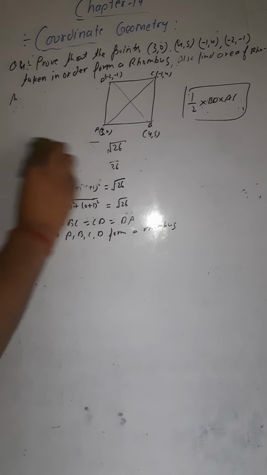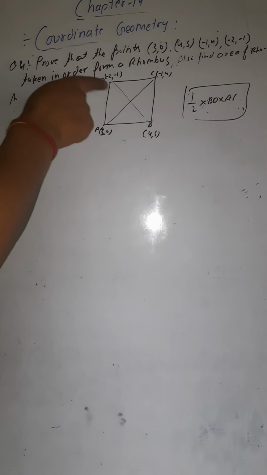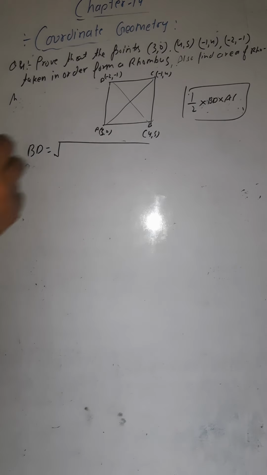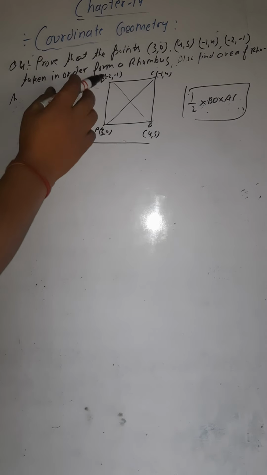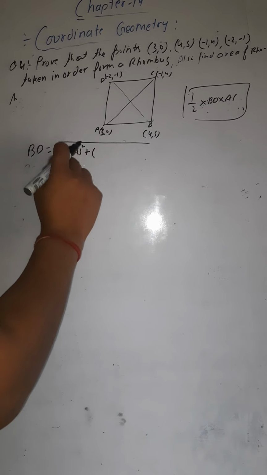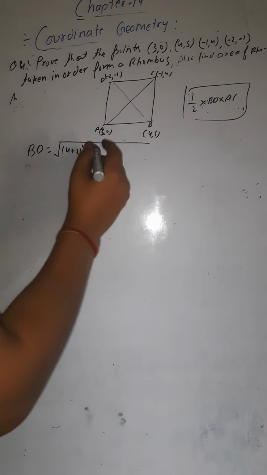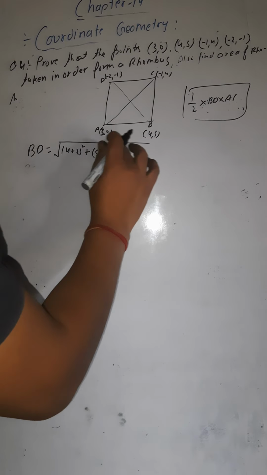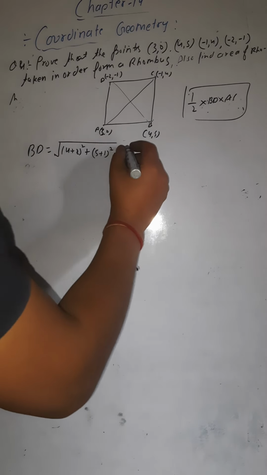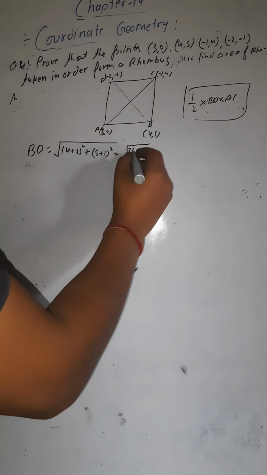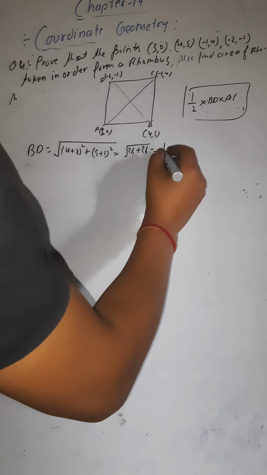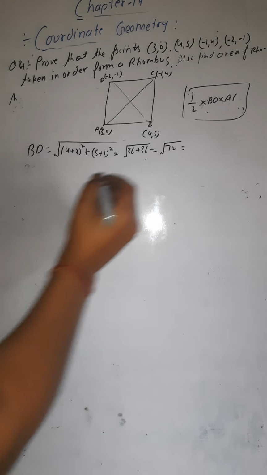Now, let me erase this. Keep writing. Now, we'll find out BD first. BD would be how much? BD is under root of (4 plus 2) whole square, then (5 plus 1) whole square. 4 plus 2 is 6, 6 whole square is 36. 5 plus 1 is 6, 6 square is again 36. So it is how much? Under root 72. Can it be written as how much?